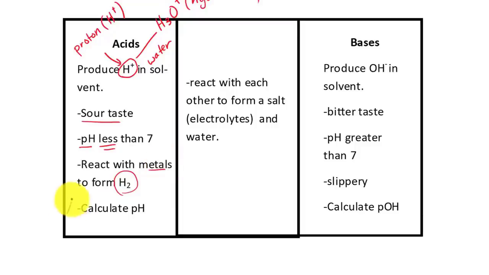Now here's a tricky one. When you have a solution that is made from dissolving an acid, we have to calculate pH first.